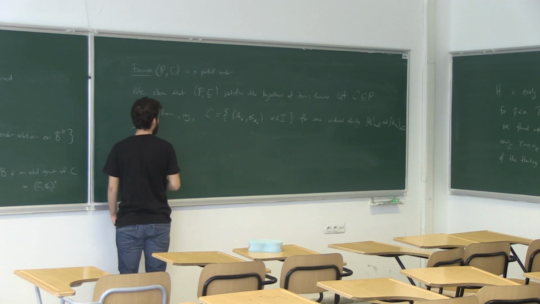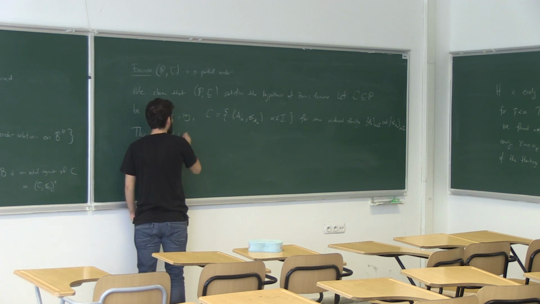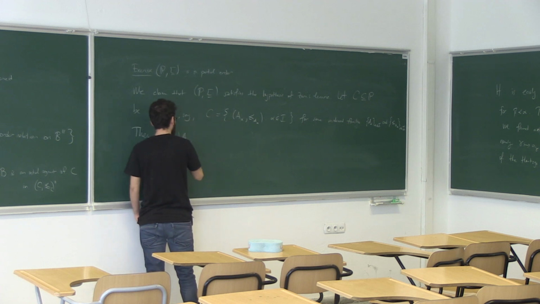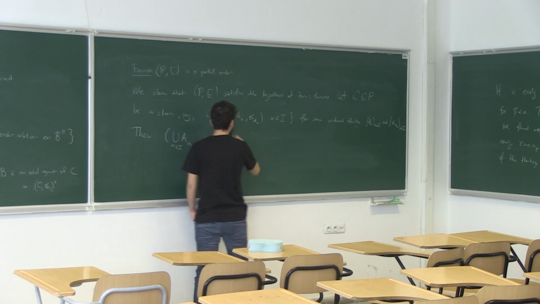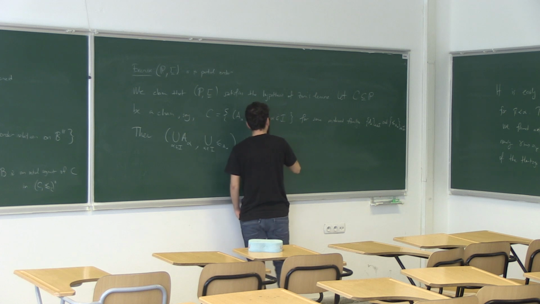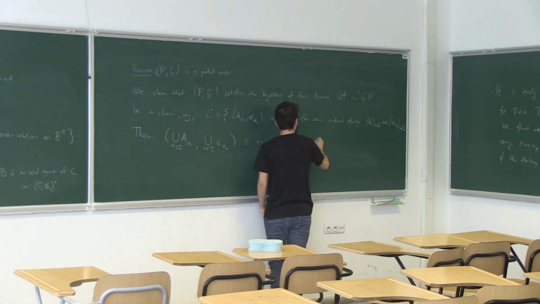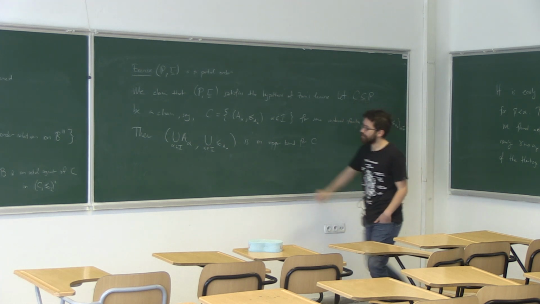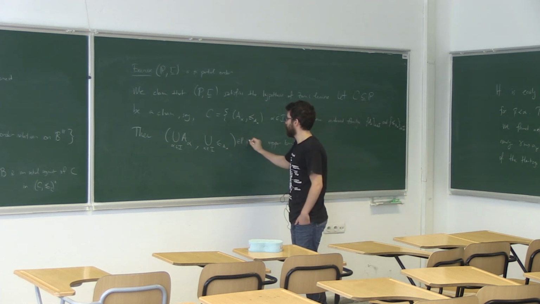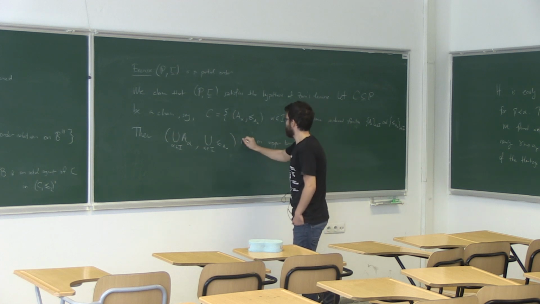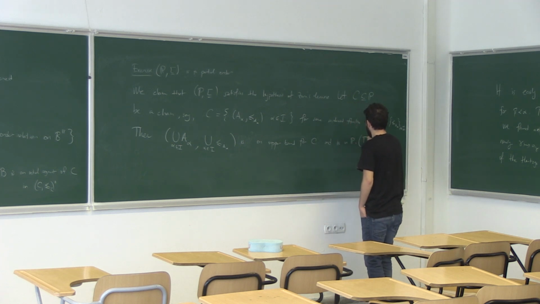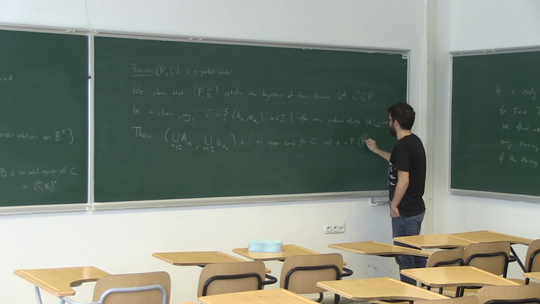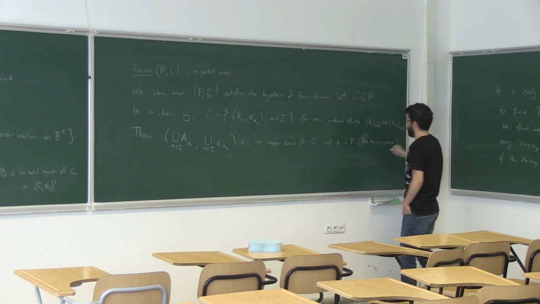Then, if you take the union of these guys, this is an upper bound for C, and this is an element of P. Now, prove this is an exercise. Again, this part is an exercise as well.